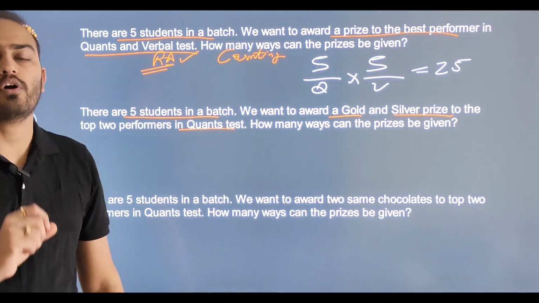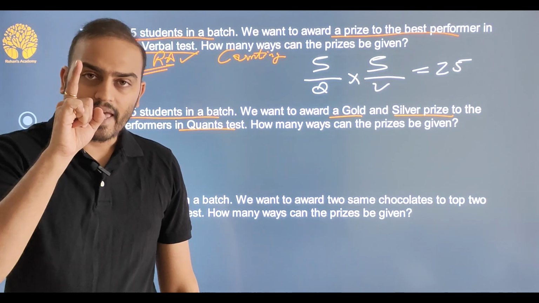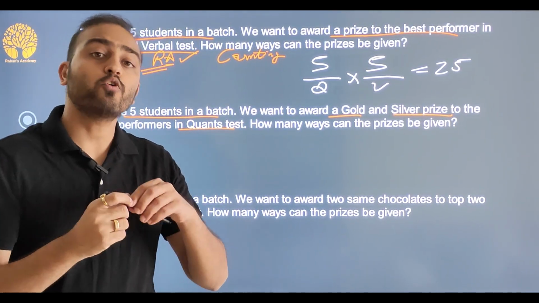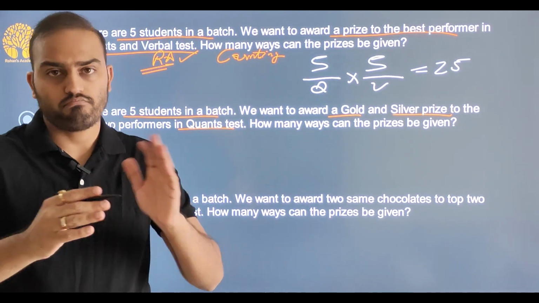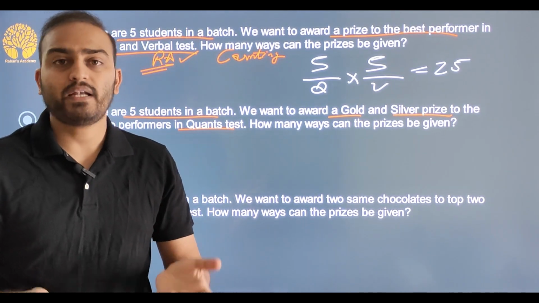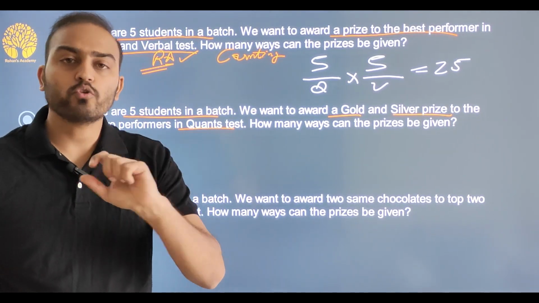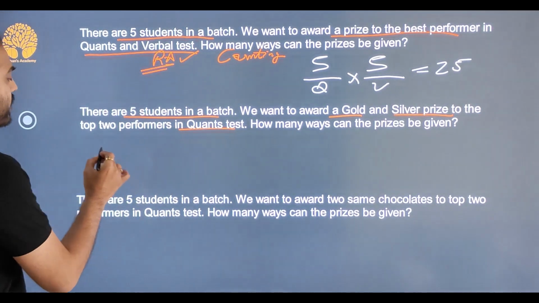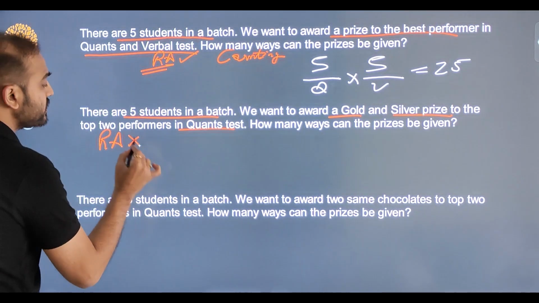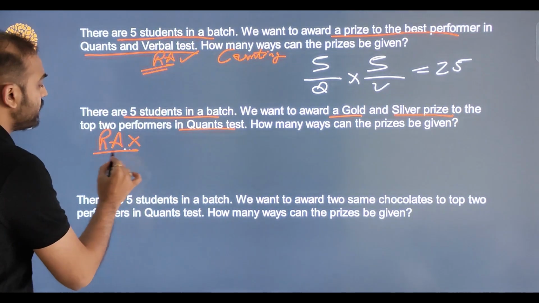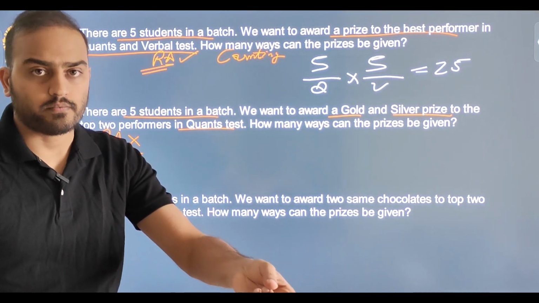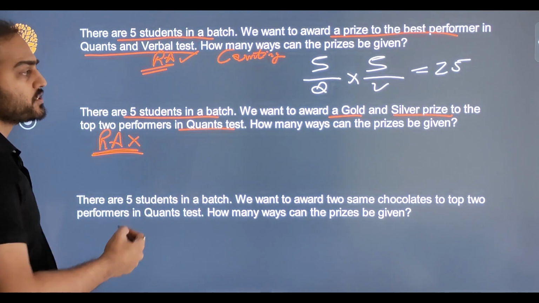Now again, think to yourself, can you as a student get both the prizes? Like, can I get gold and silver both? The answer is no. I can either get a gold or silver or neither, but the same person cannot get both the prizes. So since I cannot get both the prizes, this is where I say repetition is not allowed, because the same value cannot repeat again and again.